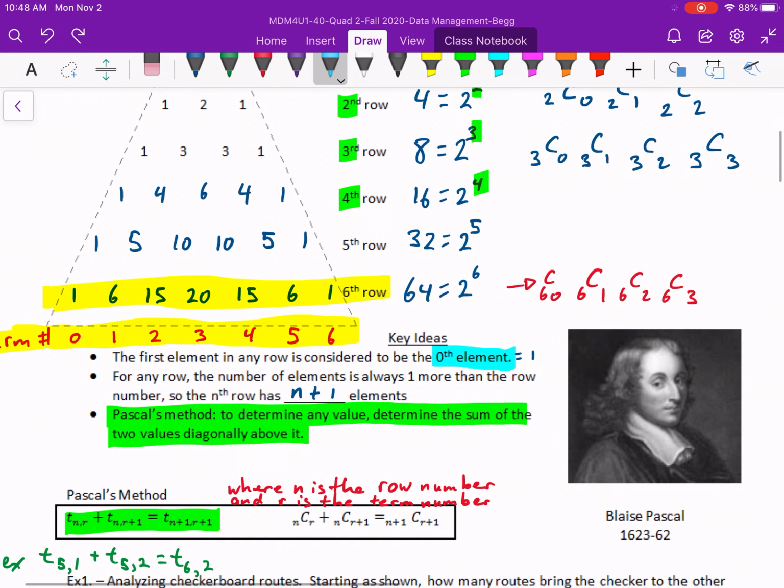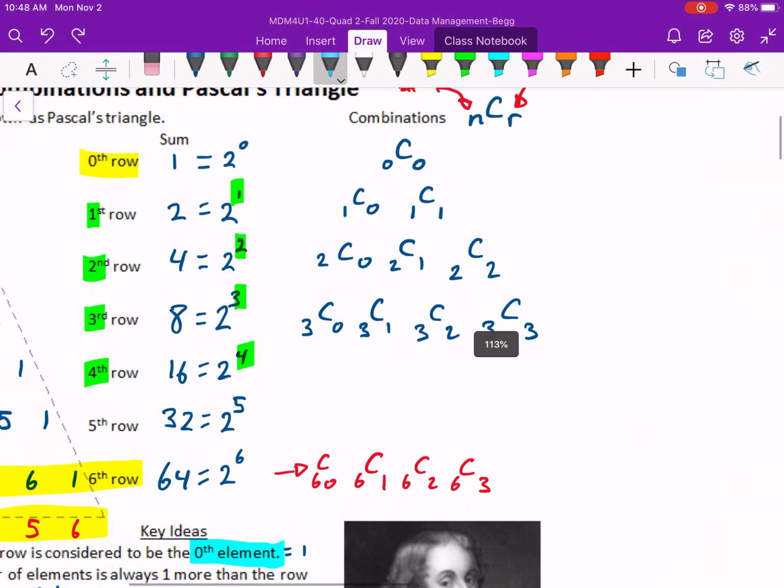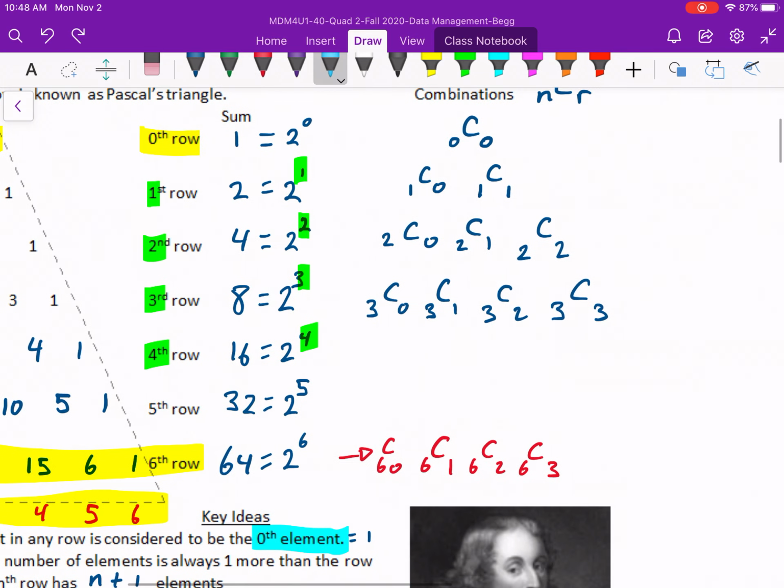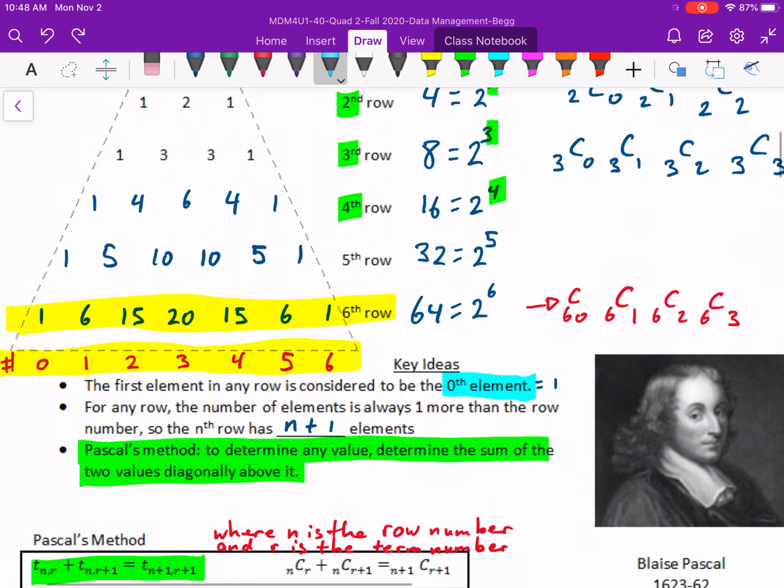So that's Pascal's triangle. Specifically, we're interested in both. Sometimes we're going to want to draw it out using just the numbers, but sometimes we're definitely going to want to use combinations.